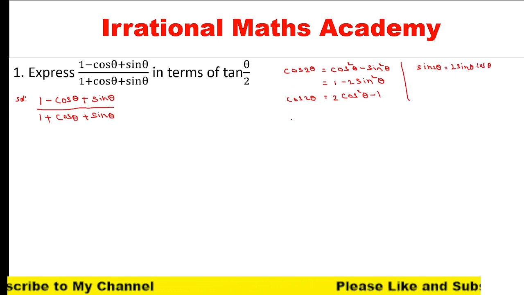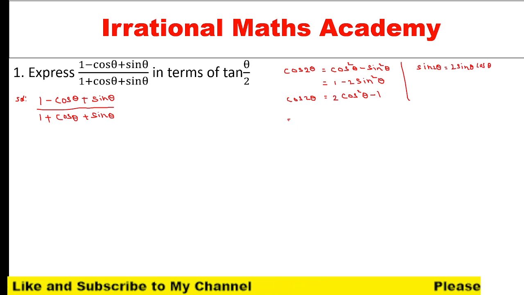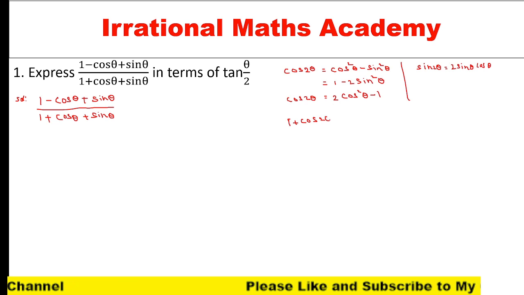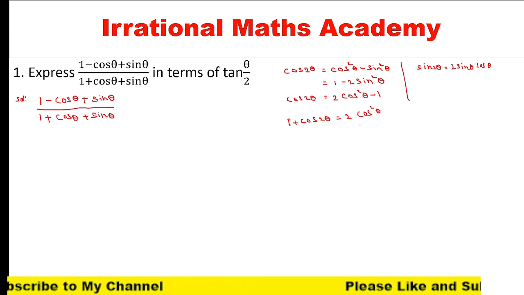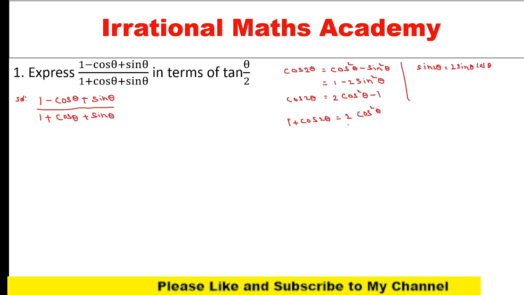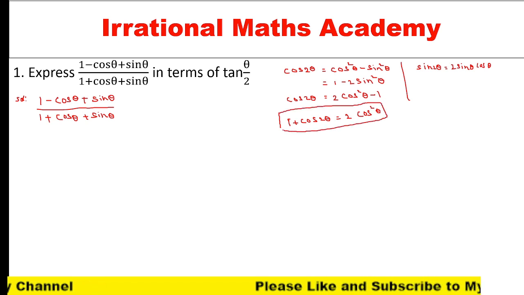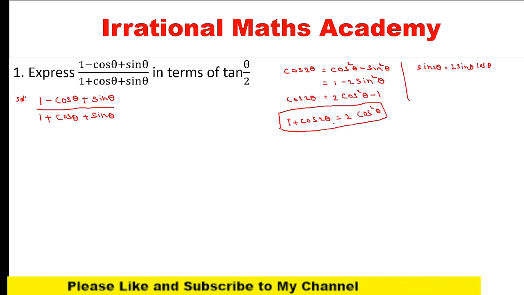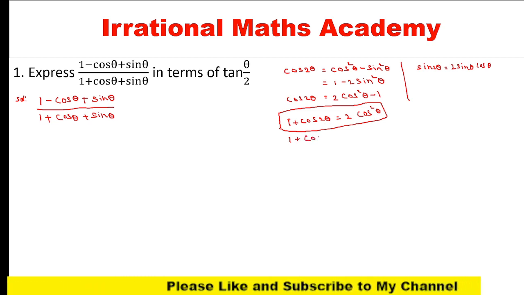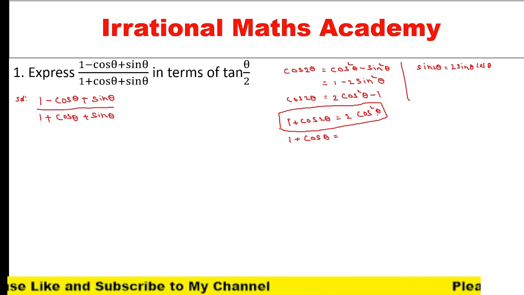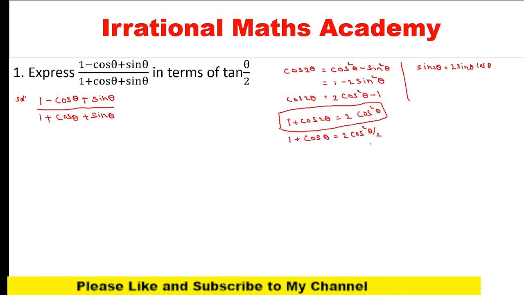Now, cos 2 theta equals 2 cos squared theta minus 1. If I take this minus 1 to the side, we get 1 plus cos 2 theta equals 2 cos squared theta, or (1 plus cos 2 theta) by 2 equals cos squared theta. Same thing: if it is 2 theta here, you'll get theta; so for 1 plus cos theta, the angle becomes theta by 2, half theta. Clear?